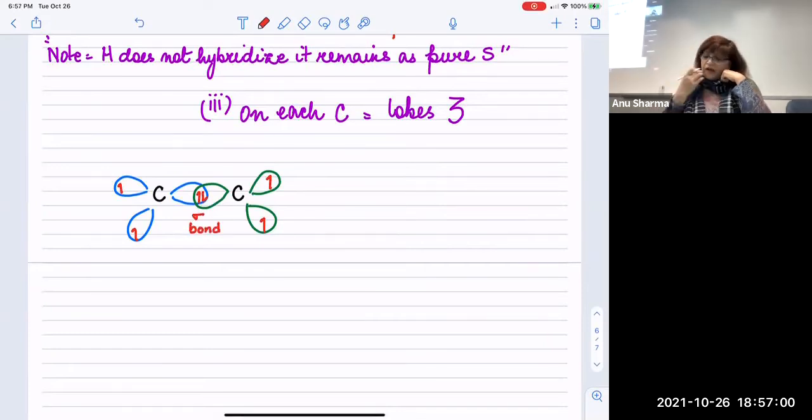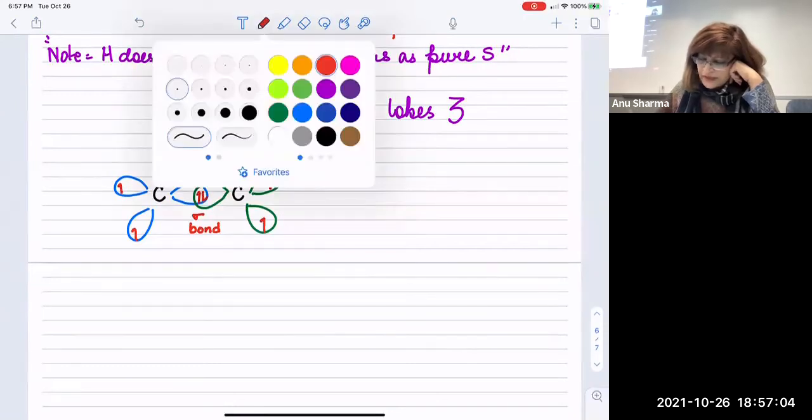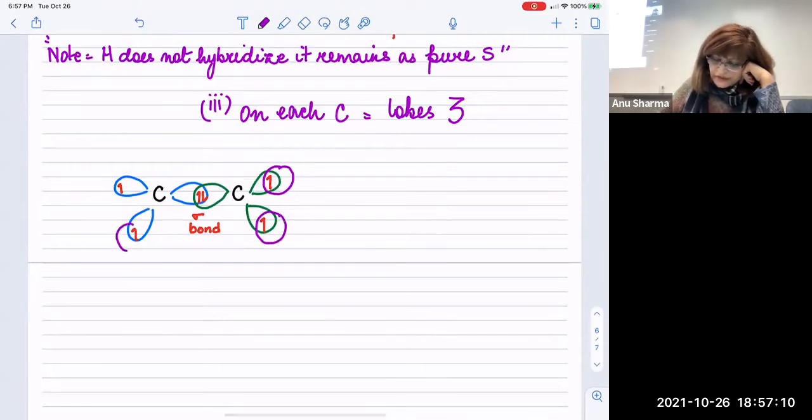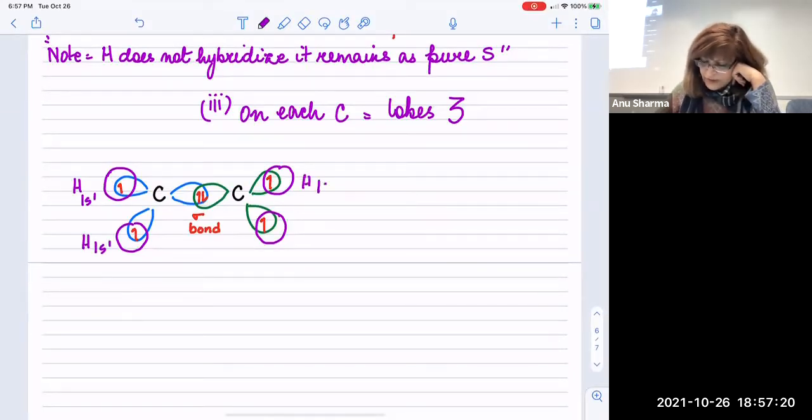All right. And then bring in the hydrogen. So this is hydrogen one, this is hydrogen two, here is hydrogen three, and here is hydrogen four. So hydrogen is bringing 1s1. This hydrogen is 1s1, this hydrogen is 1s1, and this hydrogen is 1s1. And so each of the hydrogens is bringing their own one electron.